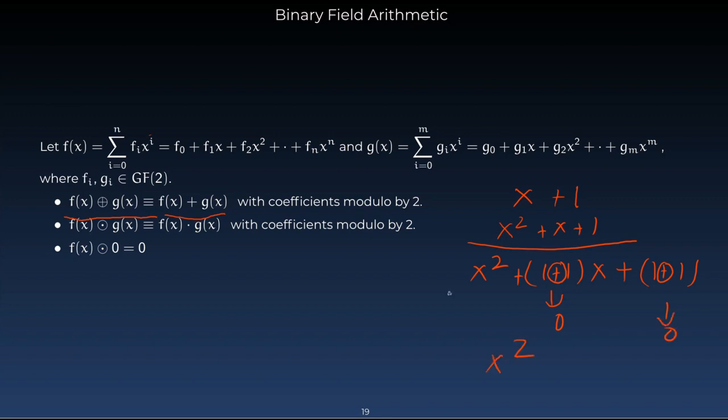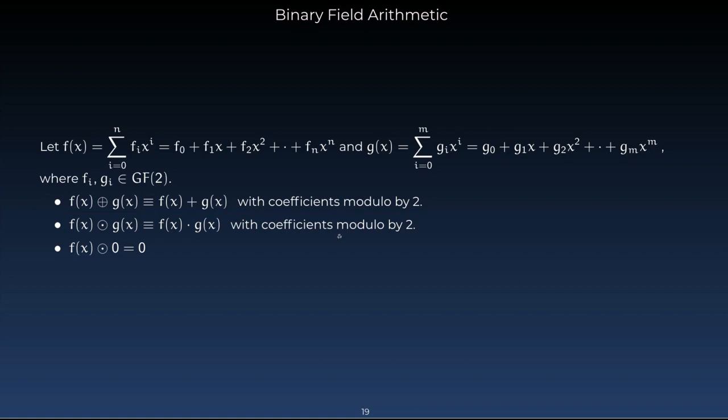Now the multiplication is done in a similar way, and we do the coefficient arithmetic modulo 2 there as well. Whenever a polynomial is multiplied with the 0 element, the result is always 0. So these are the things that one has to keep in mind when working with polynomials in the binary field.